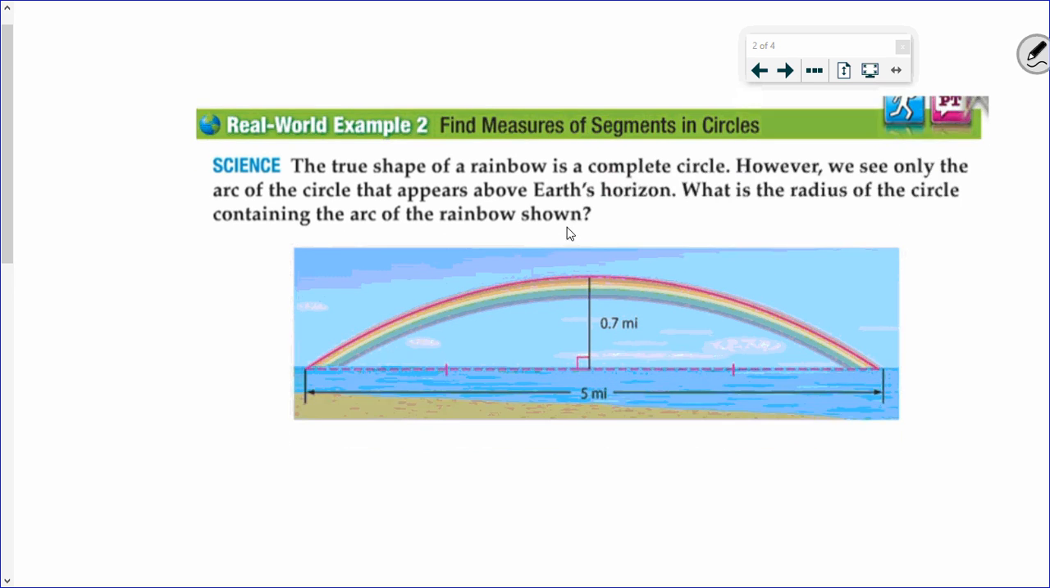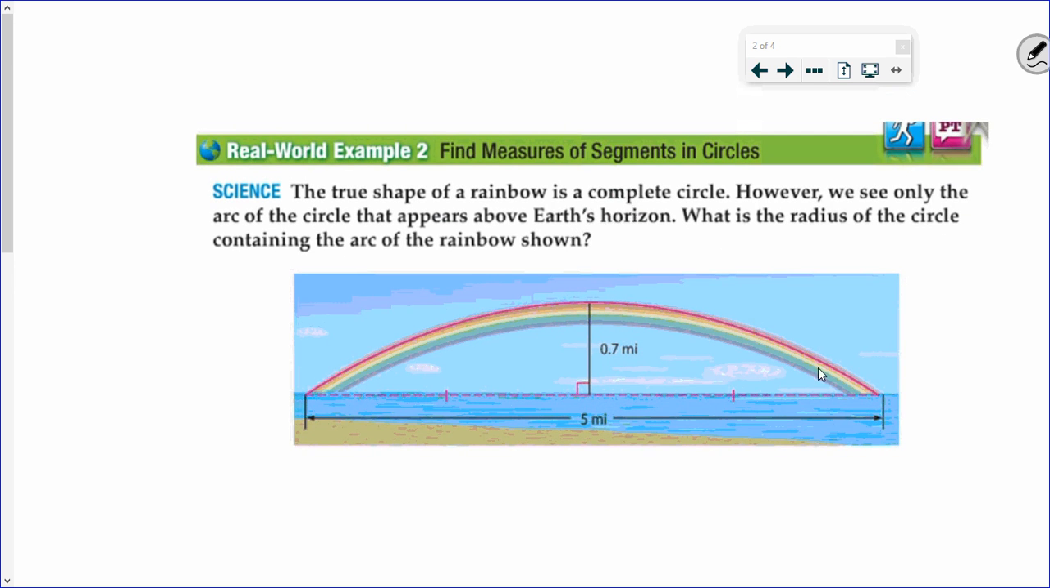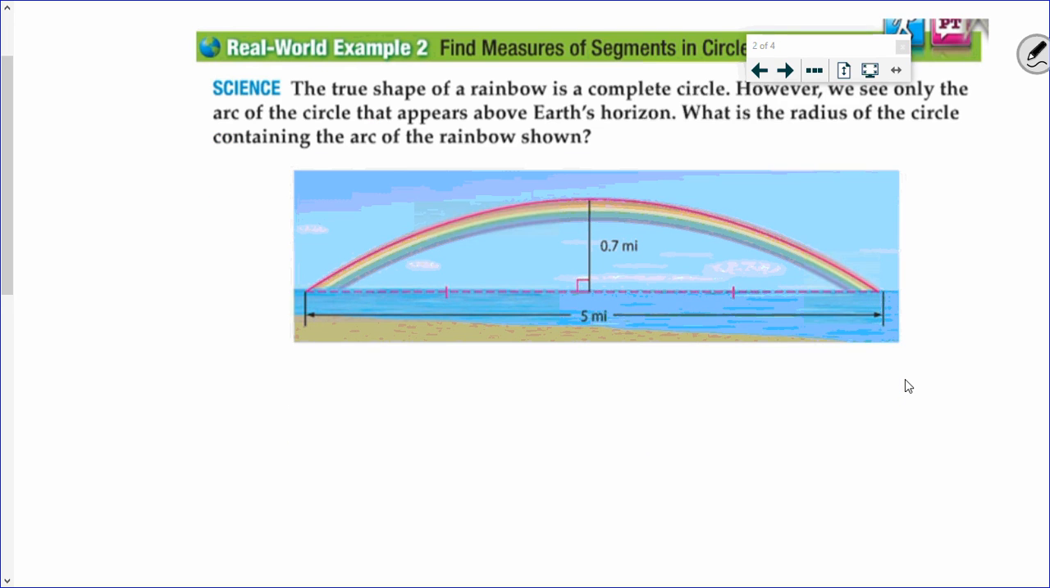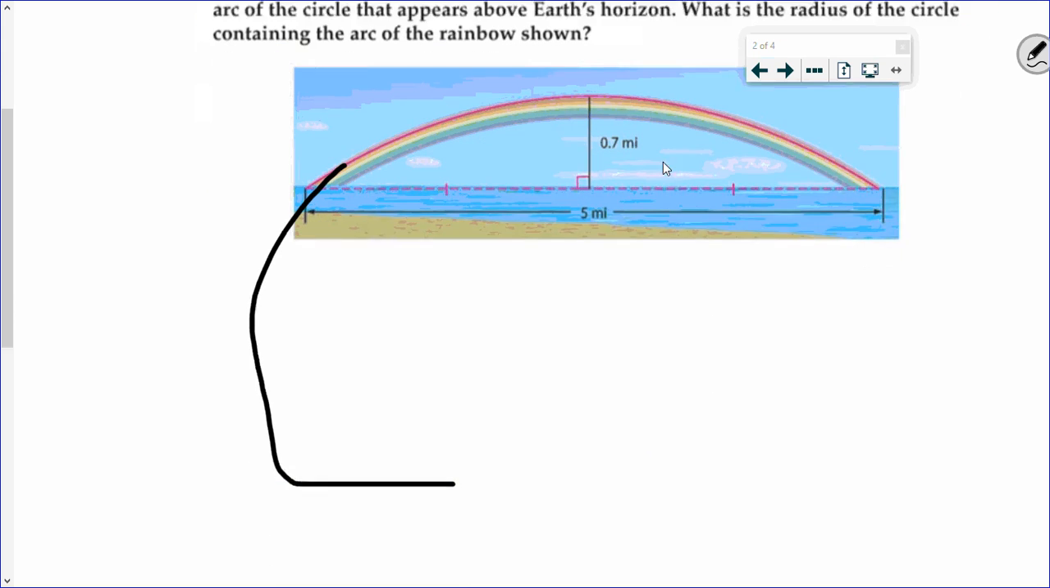All right. Find measures of segments in circles. So this is how we can apply this in a real world problem here. The true shape of a rainbow is a complete circle. Many don't know that, but the true shape of a rainbow is a complete circle. So this would continue on and make a complete circle. In fact, I'm going to do that now best I can.